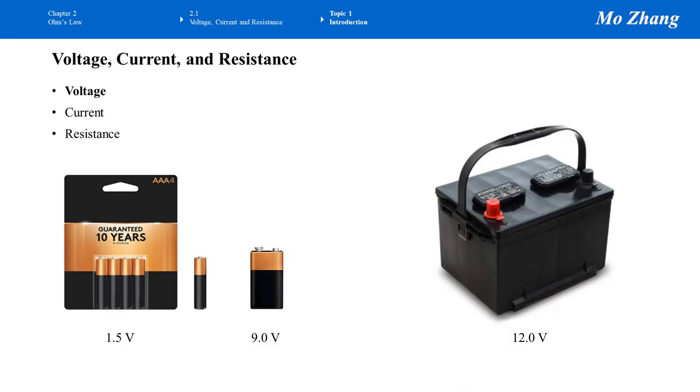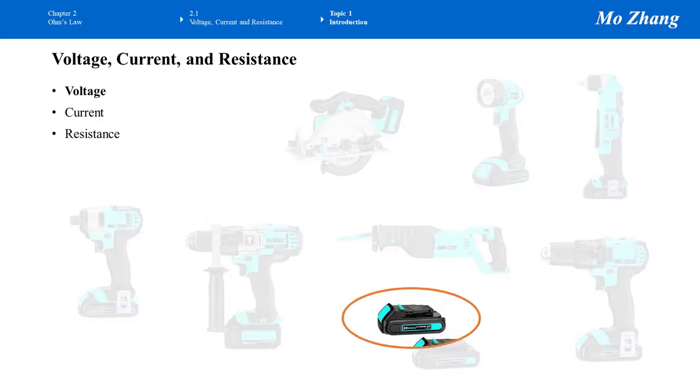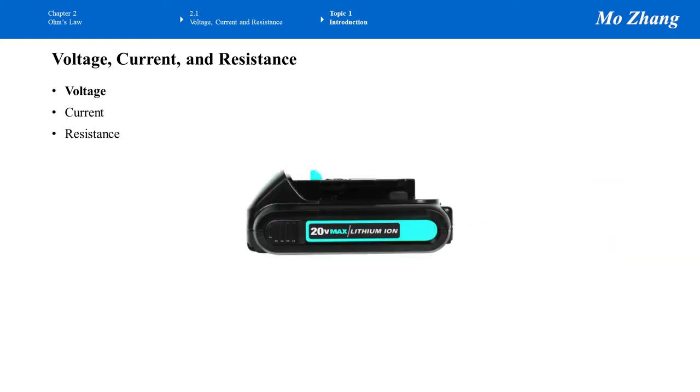And then the last one, the bulky one, is a car battery. This battery provides 12 volts. Here are more products. You may see voltage labels on tools such as circular saws, drills, reciprocating saws, and hammer drills. They all need to be powered by batteries. These batteries are shown here. Let's focus on this battery, pick one of the two, zoom in, and then spin it. The label shows it provides 20 V, which is 20 volts.